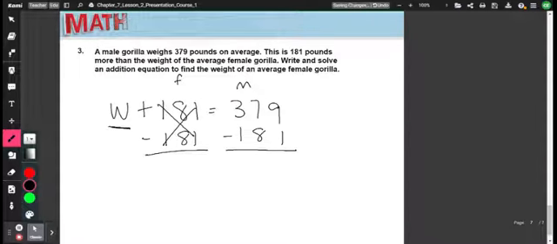9 minus 1 is going to give us 8. 7 minus 8 we can't do, so we have to borrow. That'll make a 2, make that 17. That'll give us a 9. 2 minus 1 is going to give us 1. So that means the weight difference between a male and female is going to be 198 pounds.